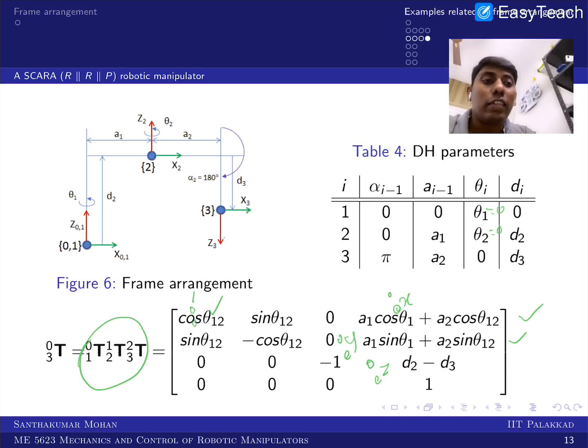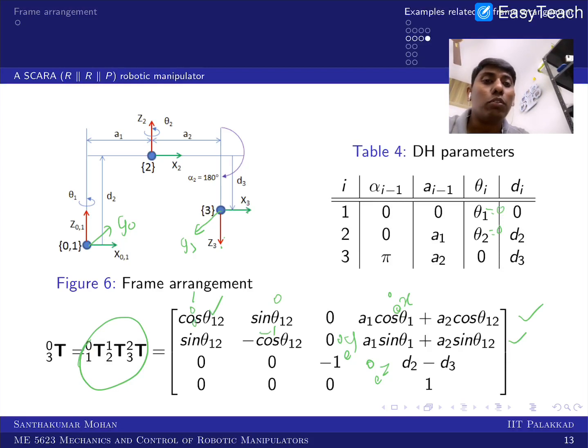Whereas the y axis is actually on the z axis. So in the sense, you can see this is y3, and this is your y0, and y3 and y0 are in opposite directions. You can substitute 0 for theta 1 and theta 2. You can see this is giving 0 minus 1 0. And for the final one, you can see that z3 is parallel to z0, but in the opposite direction. That is why it is minus 1.